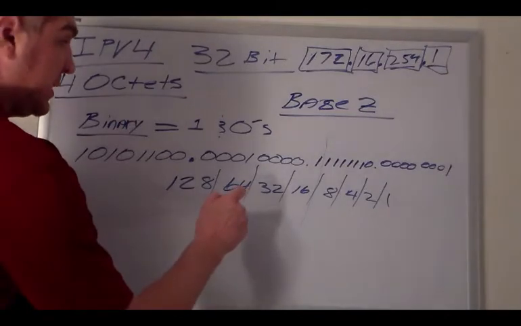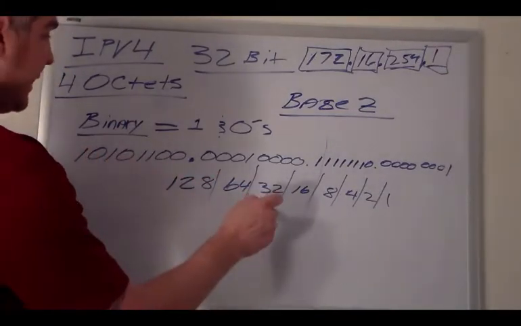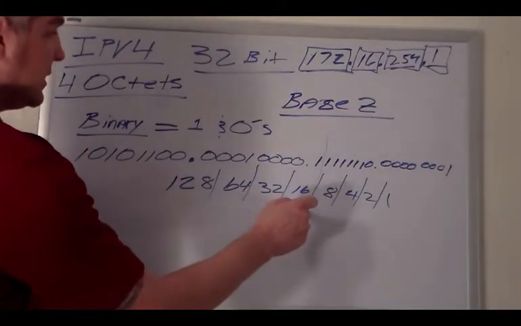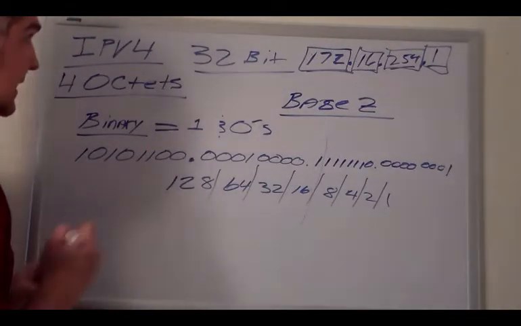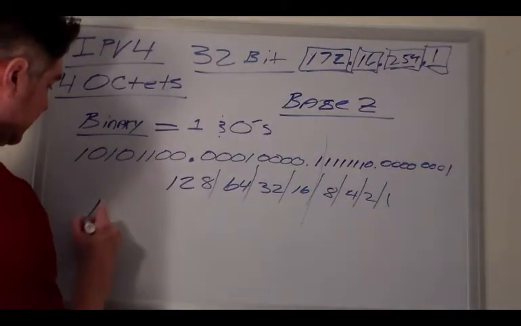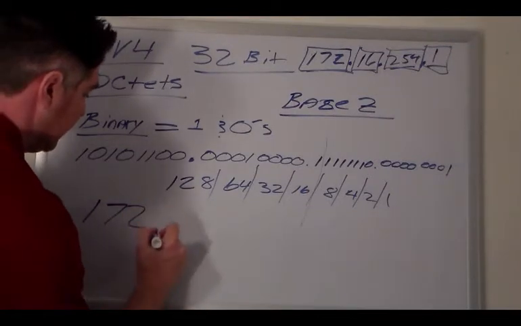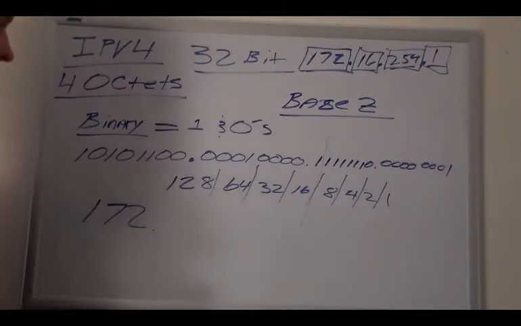we would skip the 64 because it's off, we would add the 32, and then we would add the 16, and we would add the 8. And that's going to give us 172. That's how we resolve this first octet into decimal format.